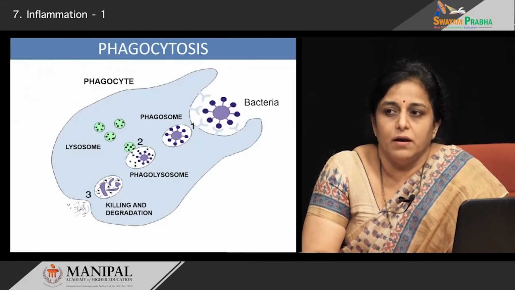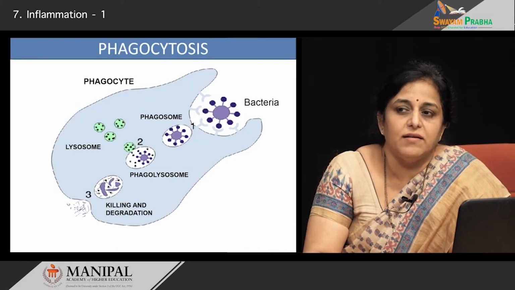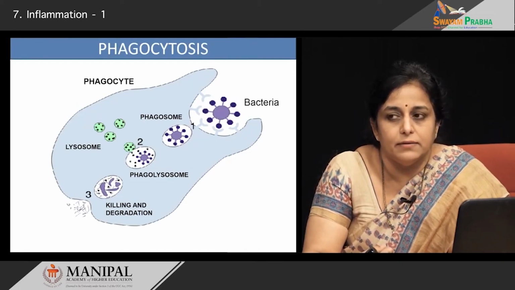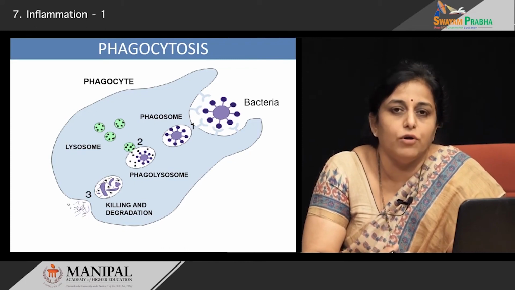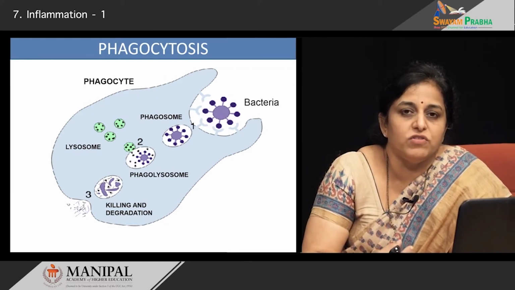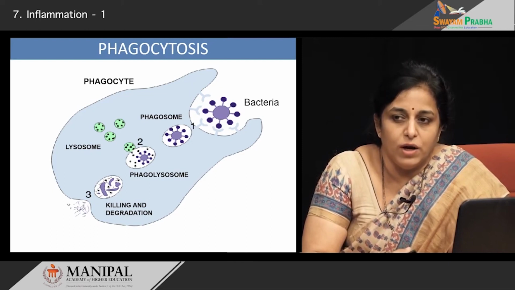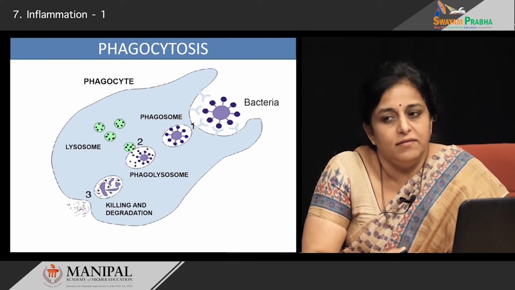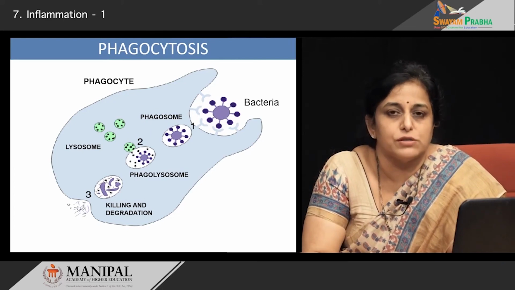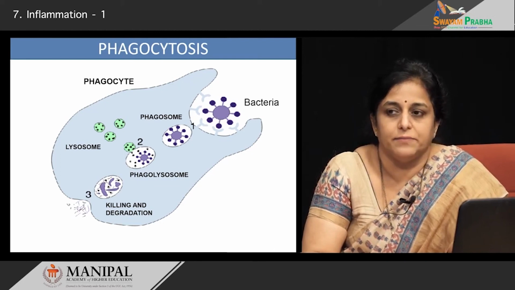Now, here you can see phagocytosis, where the cell is eating up the bacteria, and the bacteria is taken up within a vacuole which is called a phagosome, which combines with the lysosomes, which are packed with destructive enzymes to form a phagolysosome, and then these bacteria get killed or degraded. So, this is the process of phagocytosis, which we will learn more in detail in the next class.